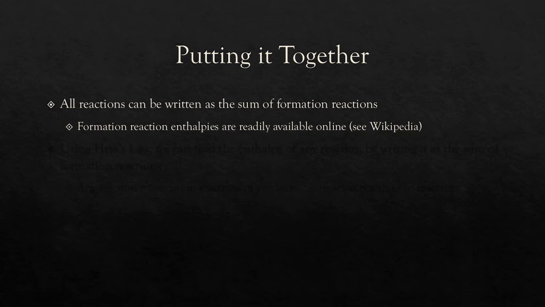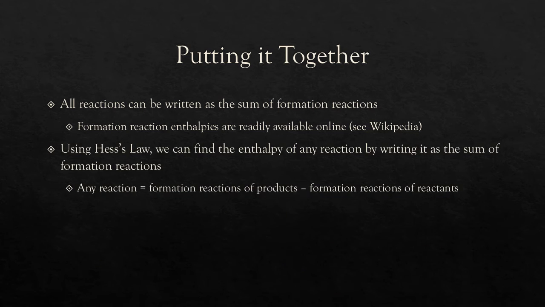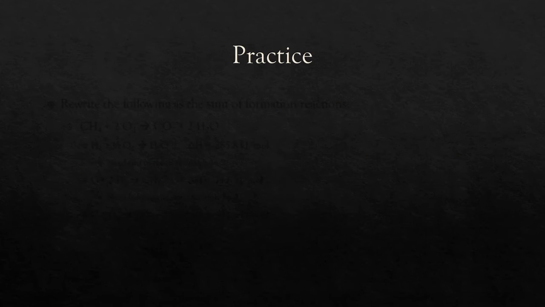First, all reactions can be written as the sum of formation reactions, and formation reaction enthalpies are readily available online, like Wikipedia. So, using Hess's law, we can find the enthalpy change of any reaction by writing it as the sum of formation reactions. Any reaction can be rewritten as the formation reactions of the products minus the formation reactions of the reactants. So let's see how this works in practice.